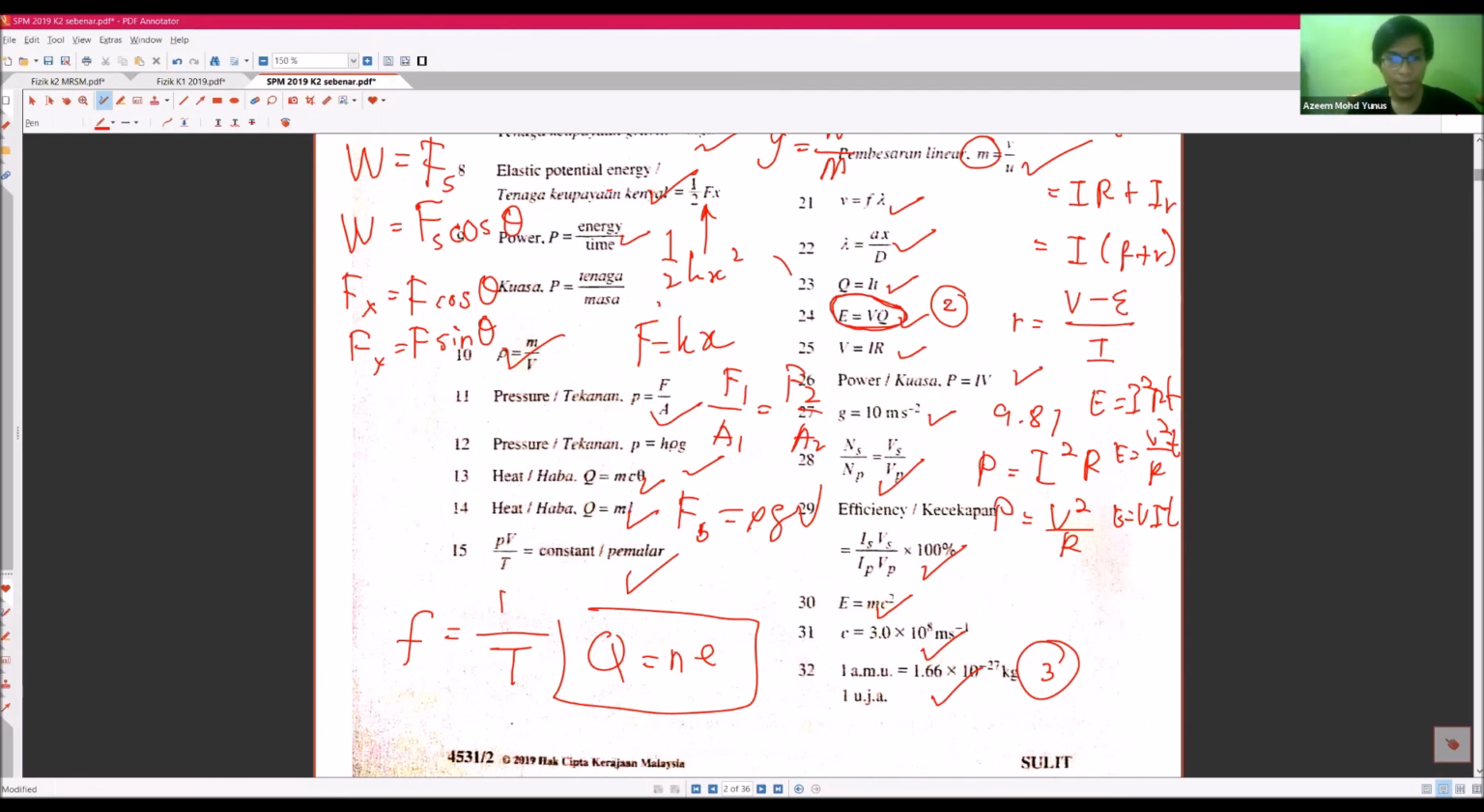The RMS, V RMS, V peak over square root 2 or I peak over square root 2 for I RMS is the least popular formula. Probably you don't need to memorize it. All the electronics formulas, half m v squared, the potential E equals V Q, n e v. Probably I don't quite remember the cathode ray topic.